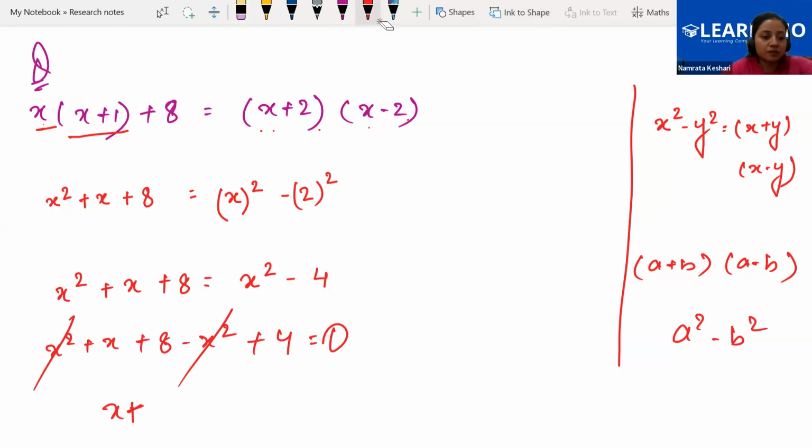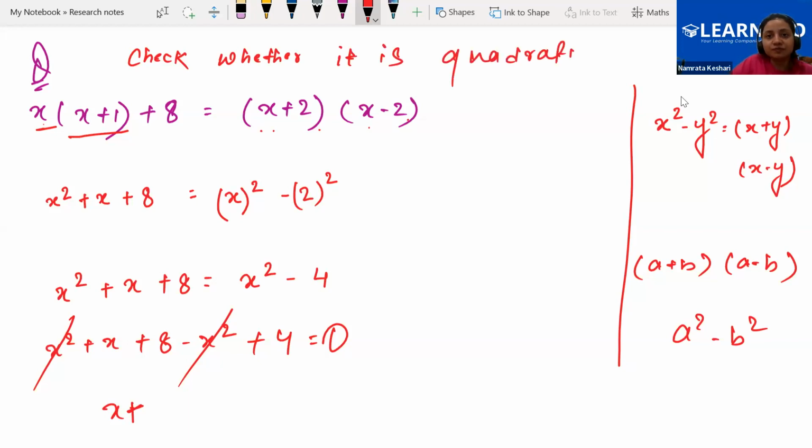Just a moment. I'm not talking about positive or negative. Let me write it. Check whether, okay, quadratic, you said it correctly. Sorry for the misunderstanding. Check whether the given equation is quadratic or not.